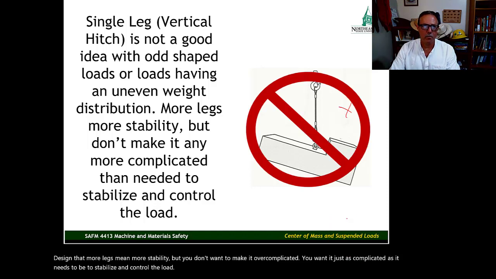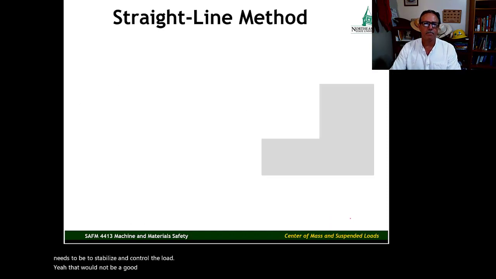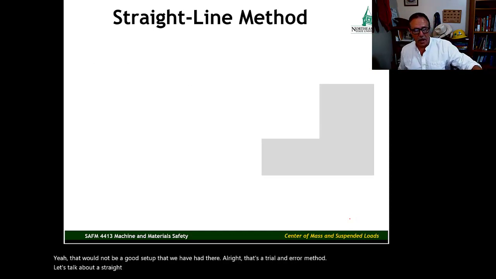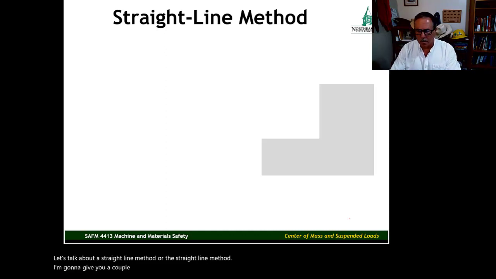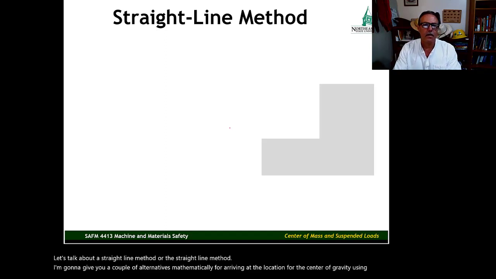Yeah, that would not be a good setup that we have there. All right, well, that's a trial and error method. Let's talk about the straight line method. I'm going to give you a couple of alternatives mathematically for arriving at the location for the center of gravity using the straight line method.